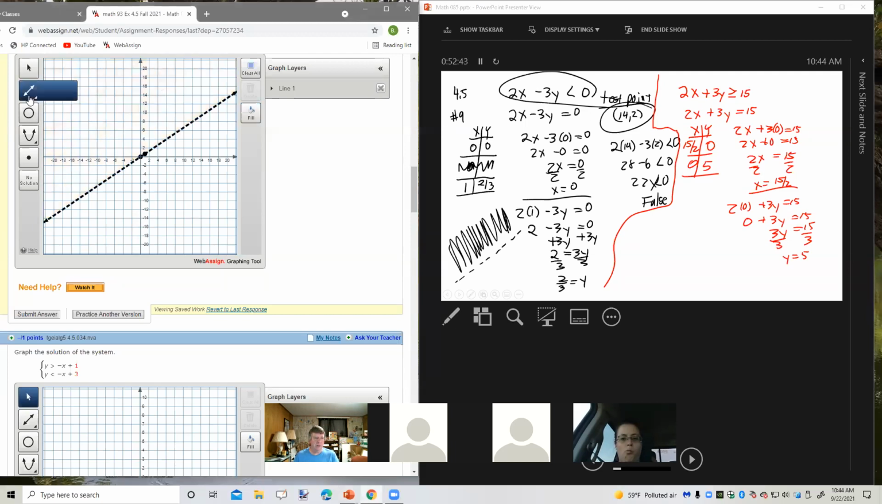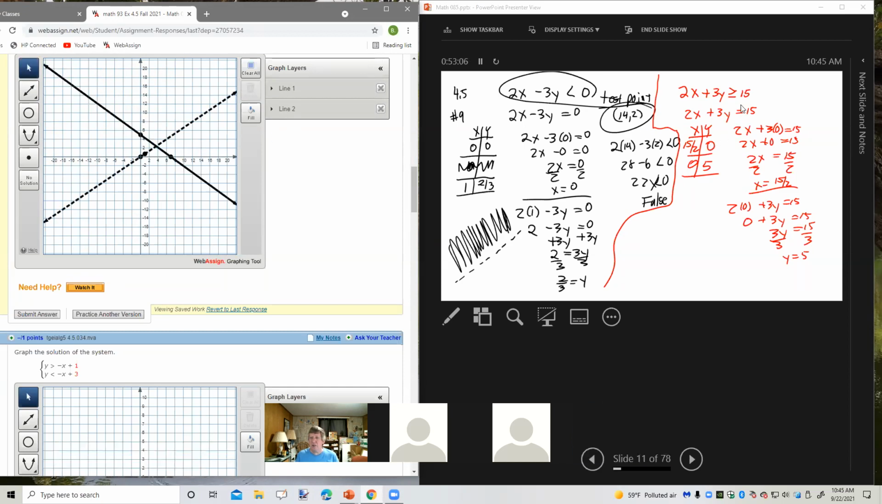I'm going to come over here. And again, the shading disappears, which is why I left myself a note there as to what's going to happen. 15 halves would be 7.5. So 7.5, 0 is going to be right about there. Again, I'm not concerned about it being perfect because I'm going to fix it in a minute. And then 0, 5 would be right there. Okay. This includes the equals in the original part. So it's going to be a solid line. All right, so this needs to be 15 halves, 0, and 0, 5.